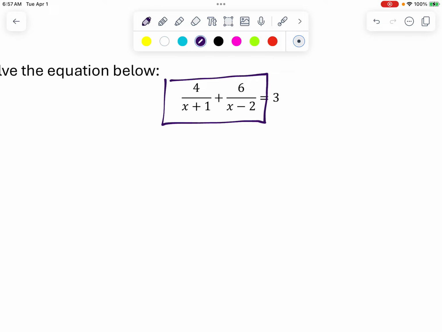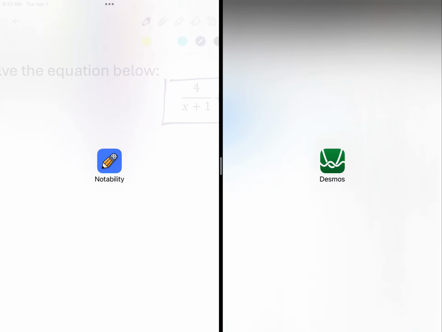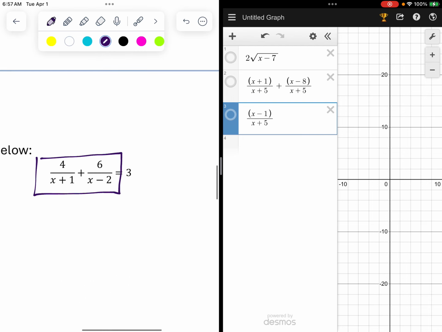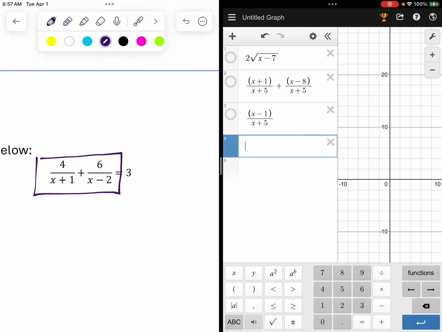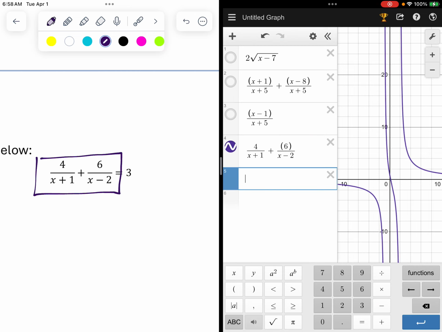We're going to type this guy here on the left into input box 1, and then we're going to type in 3 into input box 2. So I have everybody unselected. I'm just going to leave those there. So 4 divided by x plus 1 plus 6 divided by x minus 2. And then we type in 3 in the box.